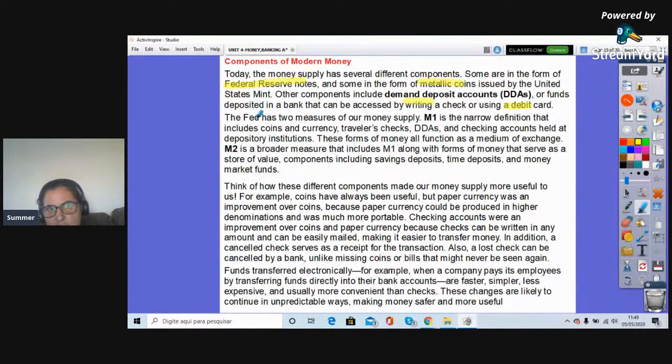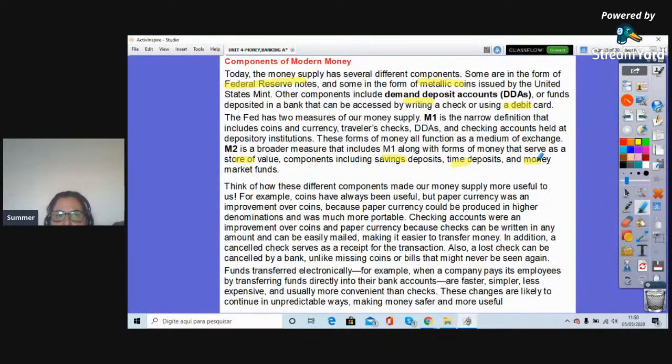Remember, the Fed has two measures of our money supply. We have the M1. It's the narrow, simpler definition that includes coins, currency, traveler's checks, DDAs, demand deposit accounts, and checking accounts held at depository institutions. These forms of money all function as a medium of exchange. The M2 is a broader measure that includes M1 with forms of money that serve as a store of value, components such as savings deposits, time deposits, and money market funds.